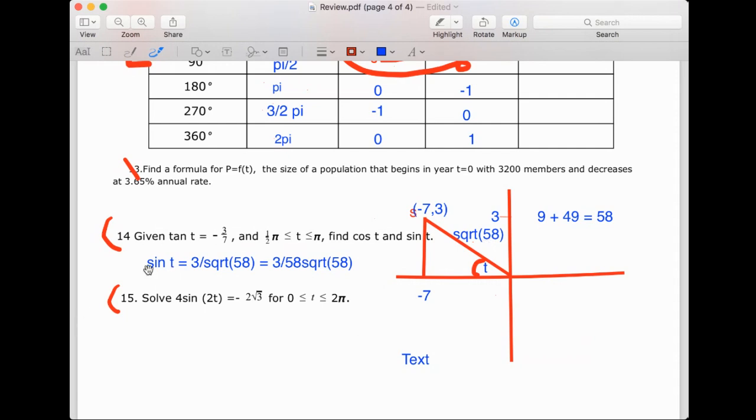So how do I find sine t? I use the definition, opposite over hypotenuse. Opposite is 3. Hypotenuse is square root of 58. That's sine. Now let's find cosine.